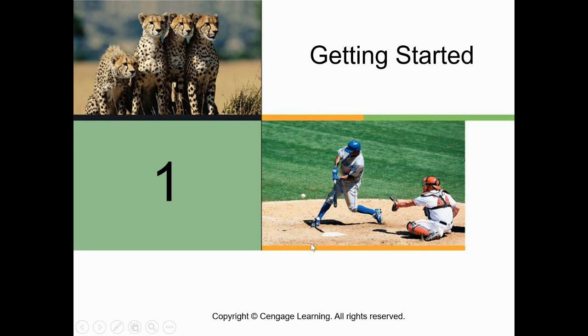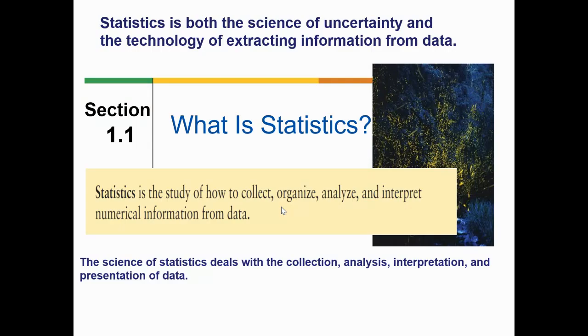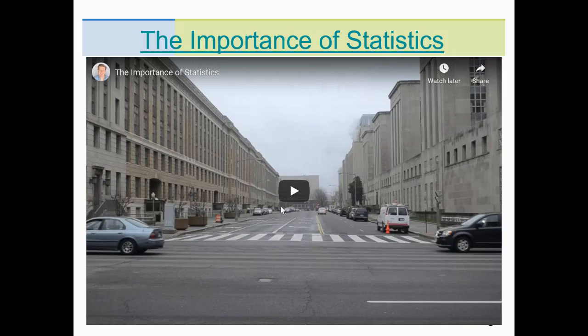All right, so chapter 1, getting started. As in any course, when you first start out, the first chapter, maybe the first two chapters are basic definitions, vocabulary, so we're all speaking the same language, so to speak. Stats is the study of how to collect, organize, analyze, and interpret numerical information from data. Now, the first three chapters focus on collecting and organizing the data. Chapters 4, 5, and 6, we'll be talking about how we analyze and interpret this information that is gleaned from this data.